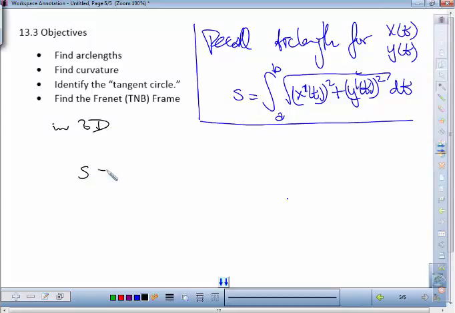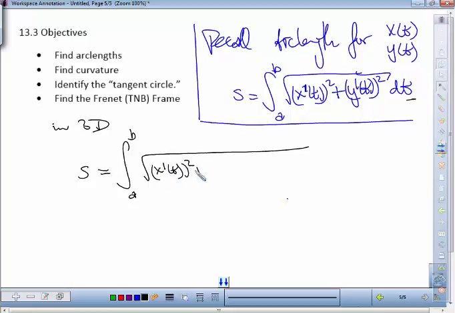So our length is going to be parametrized by t, so you'll have a t value starting point and a t value ending point. We'll just call that a and b. And then this time we'll extend this square root to tack on another component. So we have the x prime of t squared plus y prime of t squared plus z prime of t.